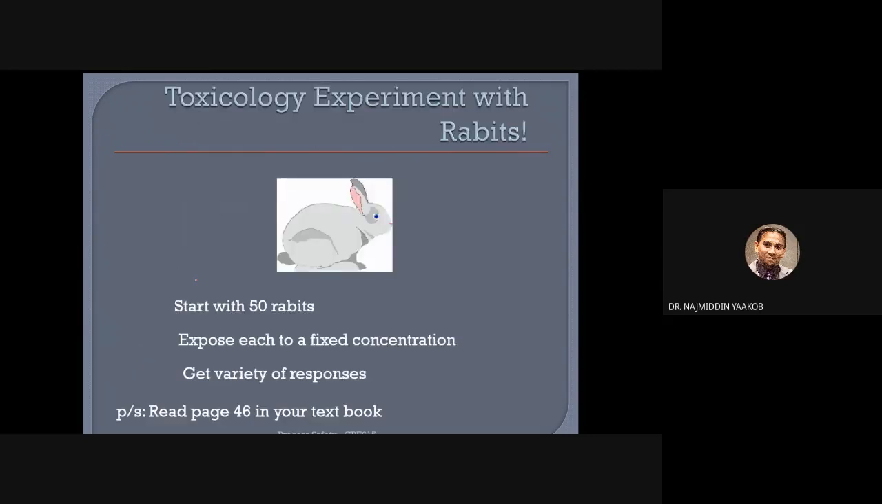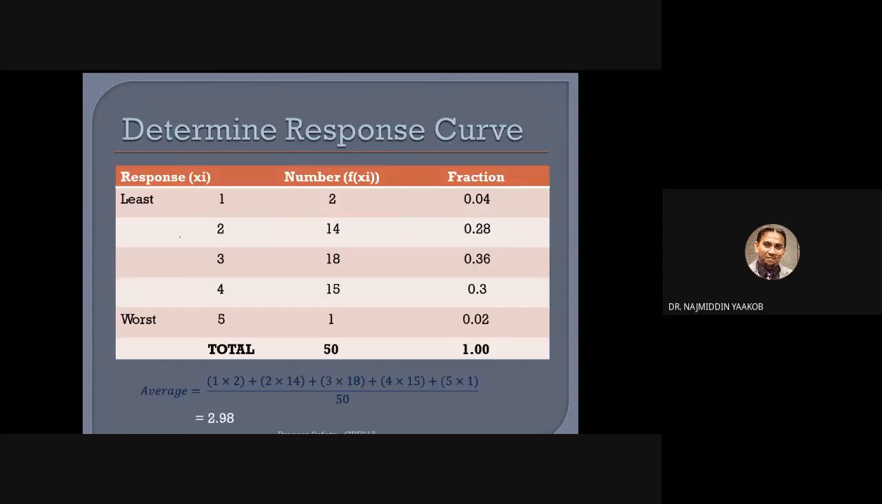Here is an example of an experiment with rabbits. For example, we are using 50 rabbits, and these rabbits are exposed to a fixed concentration of a toxicant. Then we measure a variety of responses. From those responses, the data is tabulated in this table. So 1, 2, 3, 4, 5 is the scale of the response, where 1 is the least response and 5 is the worst response for the rabbits.